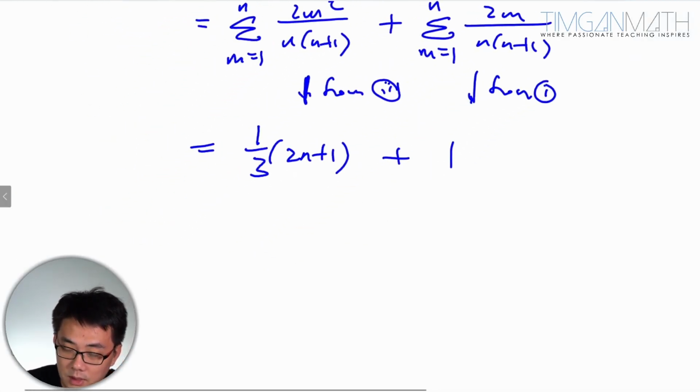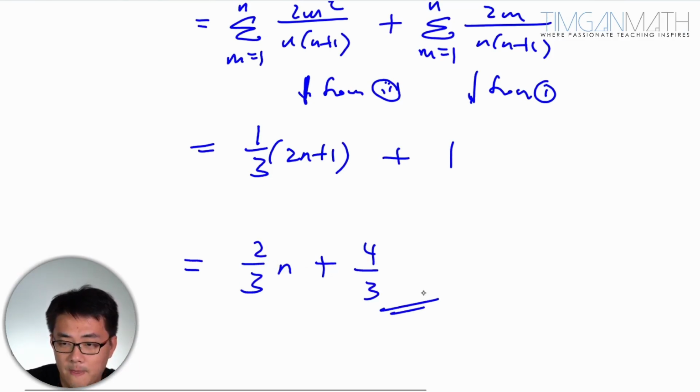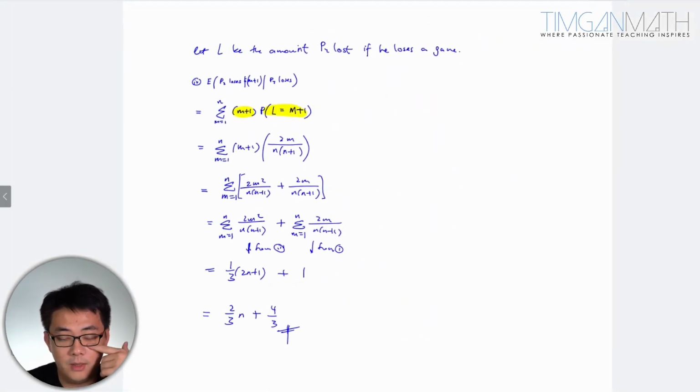There you go. So once this is done, you just need to expand this. This will be 2 thirds n plus 4 thirds. That's how I do this question here proficiently.